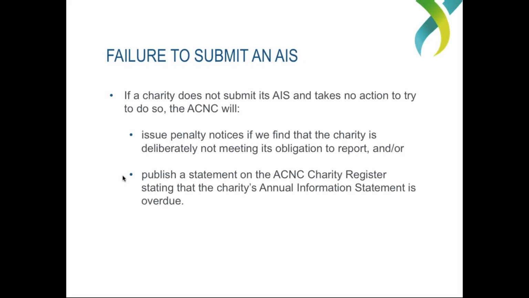So a couple of things may happen. If you don't submit your annual information statement and take no action at all to try and do so, the ACNC can issue penalty notices. If we find that the charity is deliberately not meeting its obligation to report, you may get some sort of penalty notice. We will also publish a statement on the ACNC Charity Register stating that the charity has yet to submit its annual information statement and it is now a considerable amount overdue.